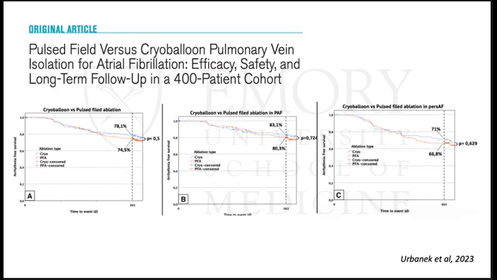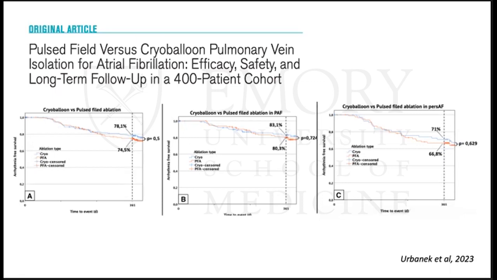So this is a 2023 Circulation paper, which looked at 400 patients who underwent PFA and cryo-based PVI, and basically found 100% pulmonary vein isolation in the PFA group and 98% in the cryoballoon ablation group. The median procedure time was shorter in the PFA group, similar to this study, 35 minutes for the PFA group, and cryo was 50 minutes. And again, the success was defined in this study as freedom from atrial tachyarrhythmias after a 3-month blanking period.